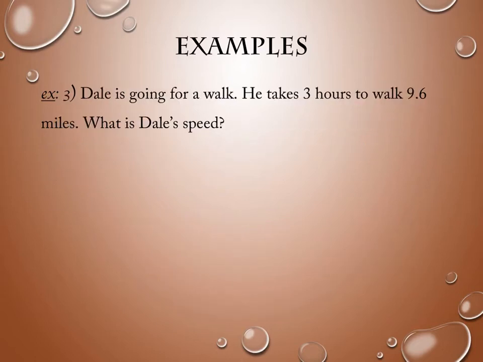Dale is going to go for a walk. He takes 3 hours to walk 9.6 miles. What is Dale's speed? Okay, so this is a very straightforward question. You probably can answer the question without setting up an equation for me. But I wanted to show you how it would be set up, so when the problem's not so straightforward, you still know how to handle it.